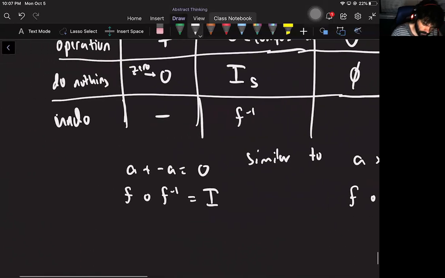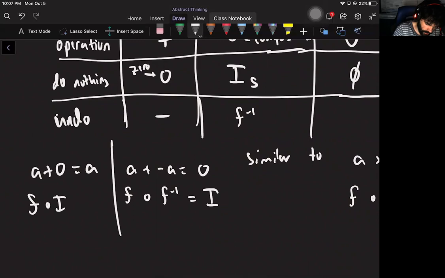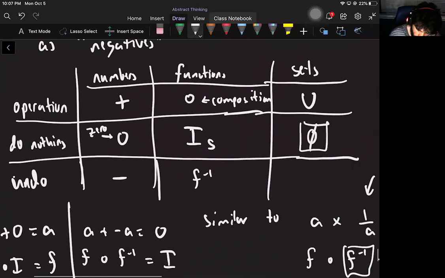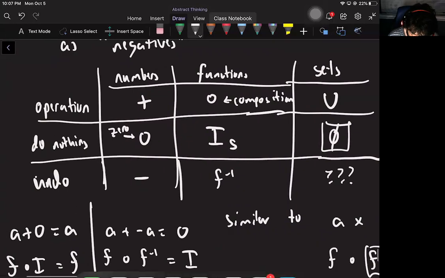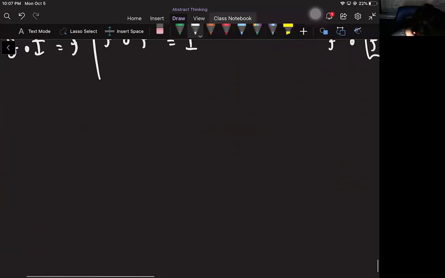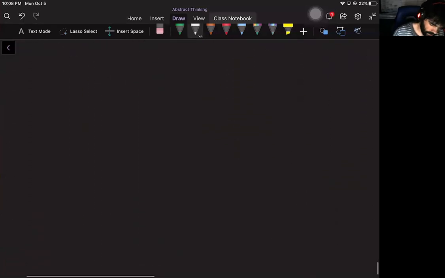I guess I didn't write that for over here, but a plus 0 is the do nothing number because when I add it, it stays the same. If I compose the identity, it doesn't do anything. But anyway, the empty set plays the same role. So how do you undo that? I'll leave that to you to think about. Okay, moving on. So using this, we can actually understand how inverses work for those old problems.